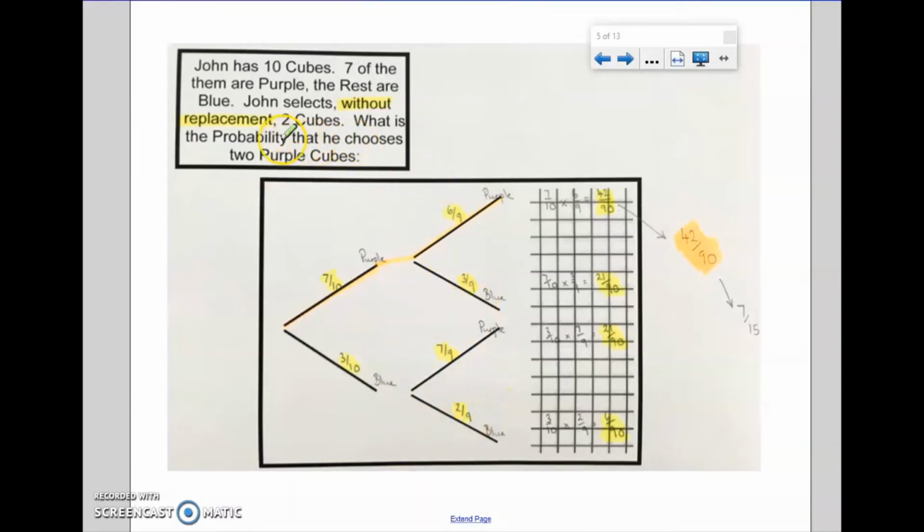The question says, what is the probability that he chooses 2 purple cubes? So I'm interested in purple multiplied by purple, which I've highlighted there. 7/10 times 6/9 is 42 out of 90, which we could simplify down to 7 over 15. This is your completed probability tree with all 4 calculations included, and then you're selecting the calculation which helps you answer the question.